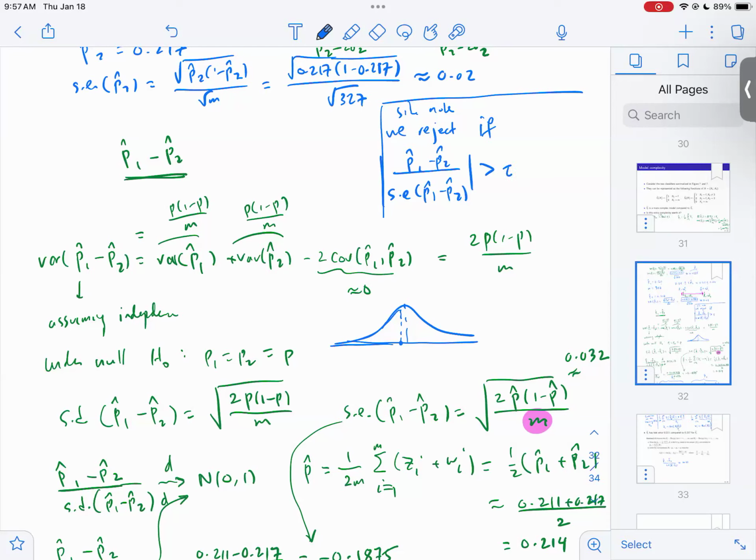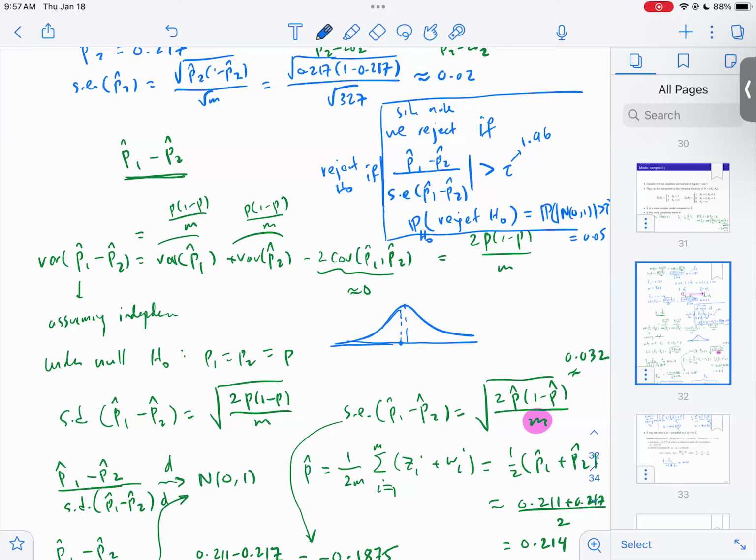If I reject like this, so reject H naught if this, then the probability of rejecting H naught, under the H naught, so I'm going to put an H naught here. Assuming that H naught is true, the probability you reject it is the same as the probability that your normal distribution with mean 0 is bigger than tau. So you'd set it equal to alpha, a certain size. Let's say I want 0.05, and this turns out to be 1.96.